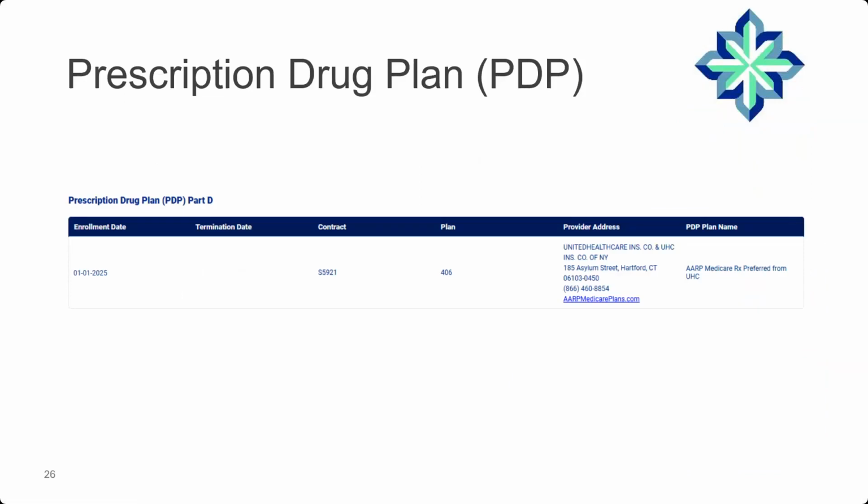Medicare Part D is coverage that helps pay for prescription drugs and is available through private insurance plans. If the patient is enrolled in a Medicare prescription drug plan, you will find information on the PDP tab. This section will list enrollment and termination dates, contract and plan numbers, along with the Part D insurer, name, address, phone number, a website if available, and their plan name.